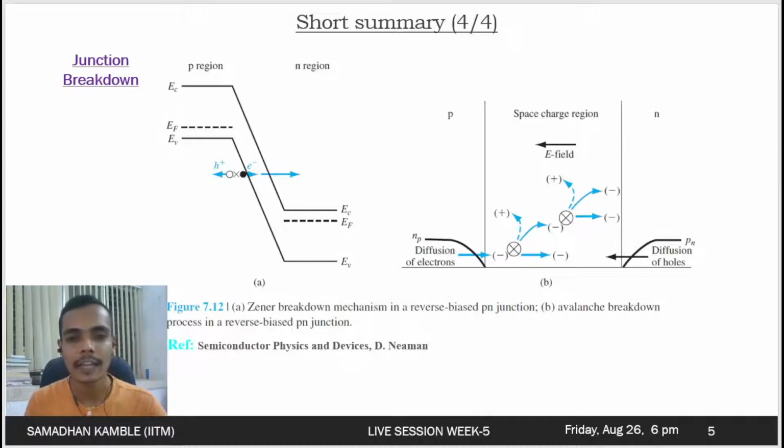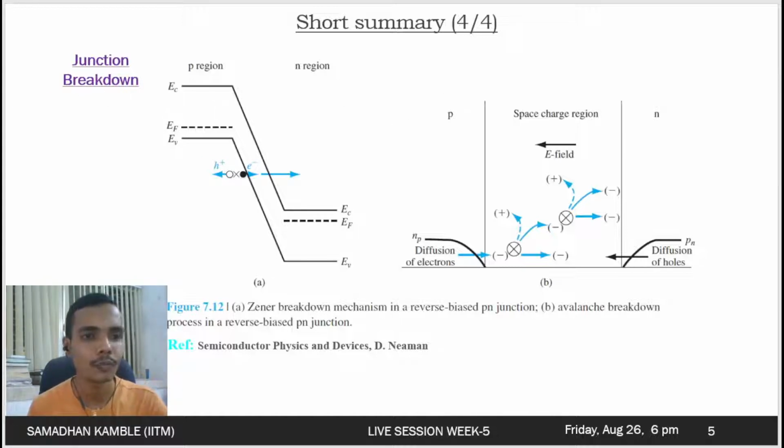On the other hand, the avalanche breakdown process occurs when electrons and holes moving across the space charge region acquire sufficient energy from the applied electric field to create electron hole pairs by colliding with the atomic electrons within the depletion region. This is the process of avalanche effect giving rise to avalanche breakdown, which is an important process in junction breakdown. This concludes the summary for this particular week.